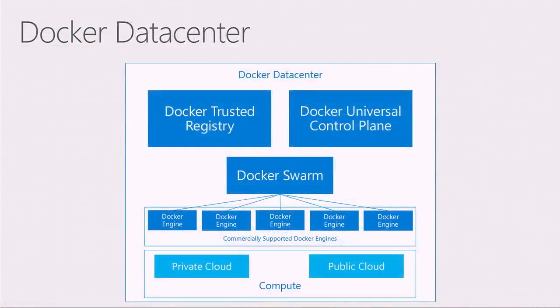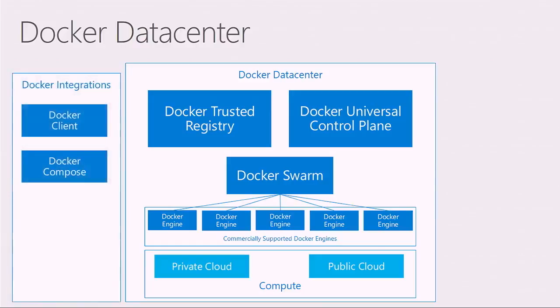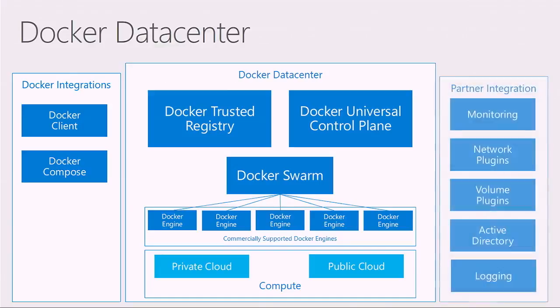And so if we look at Docker Data Center a little more specifically, again, we have Universal Control Plane, Trusted Registry. There's actually Docker Swarm in the middle of this. Swarm is the thing that's aggregating all of these Docker engines together from the different nodes, whether that's on a private or a public cloud. And then we have our Docker client and Compose.